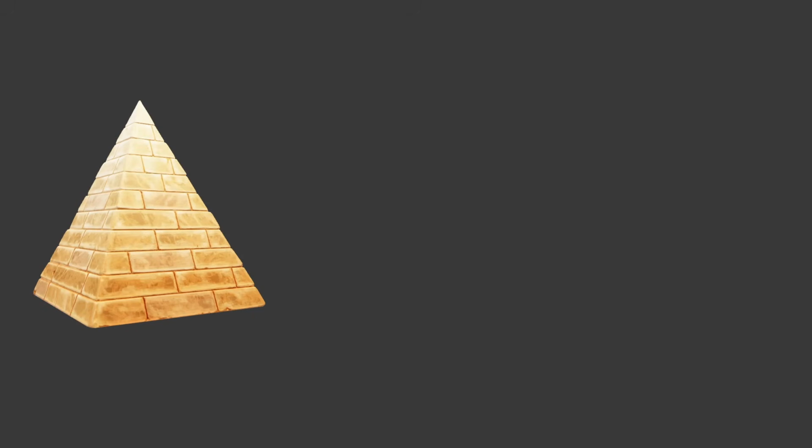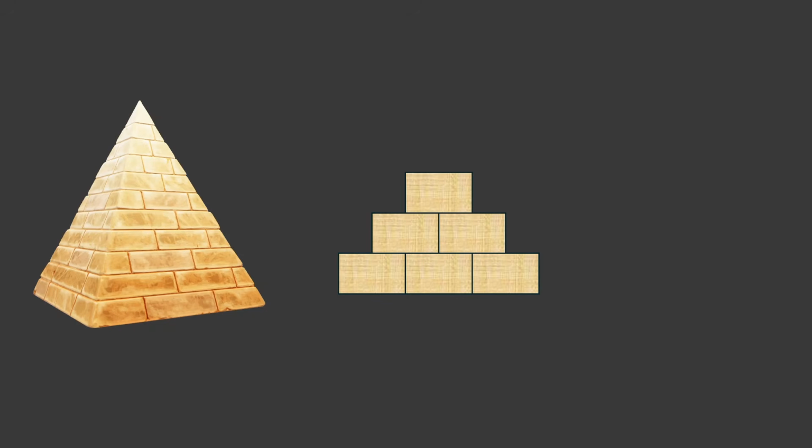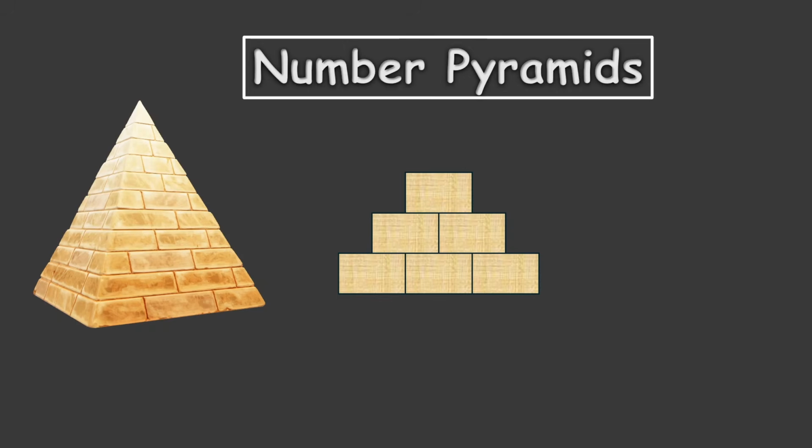What you see on the screen is a pyramid. Pyramids are broader at the bottom and become narrower as we go on top. We can create pyramids with numbers too. Let us have a look. These pyramids are called number pyramids.